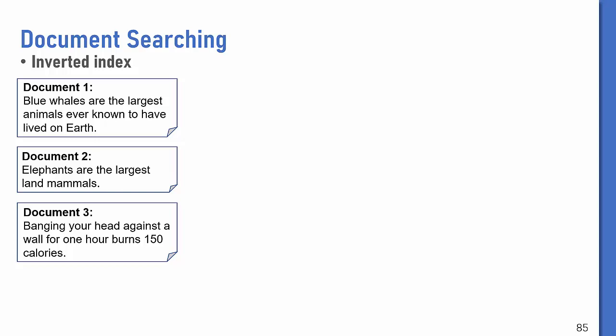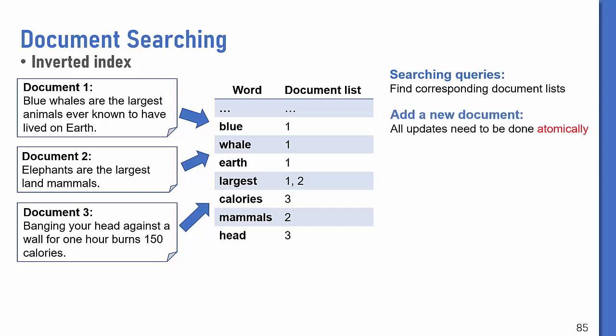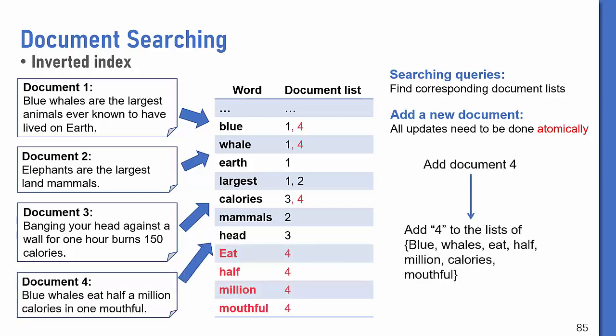A standard solution for document searching is based on inverted index. For all the keywords, we keep track of a list of all the documents it appears in, so it's an inverted index. So for any searching queries, it's just finding the corresponding document list in the index for the query keywords. If we add a new document, it's very important that we add it atomically. For example, if we want to add document 4, we need to add 4 to the list of all the keywords altogether atomically.